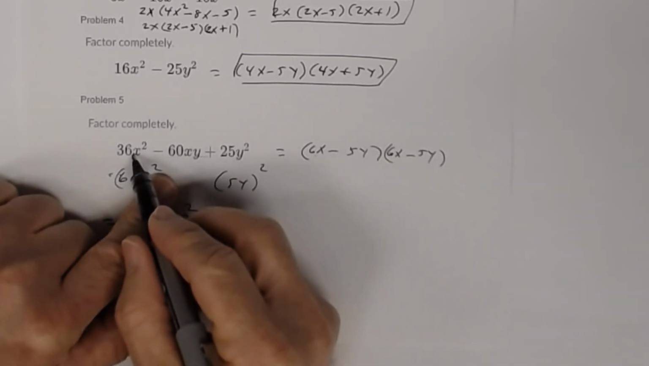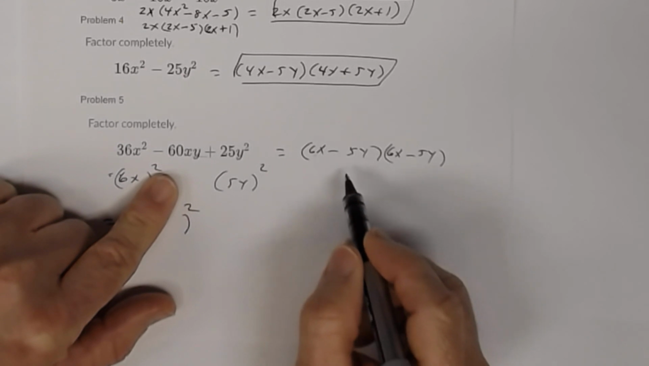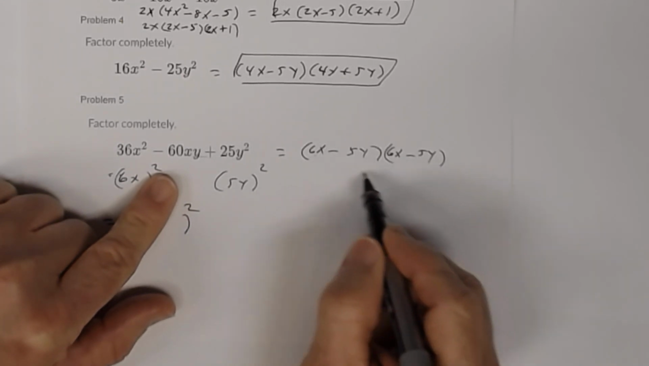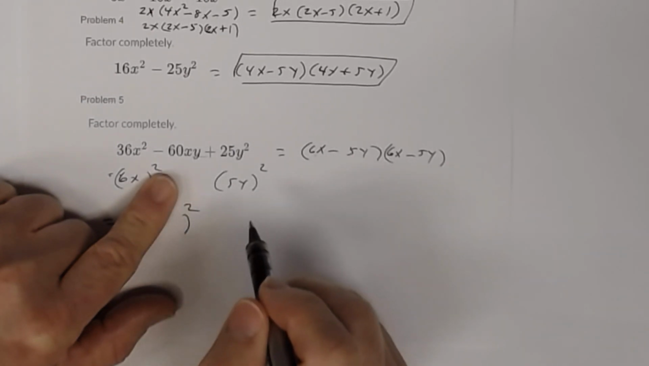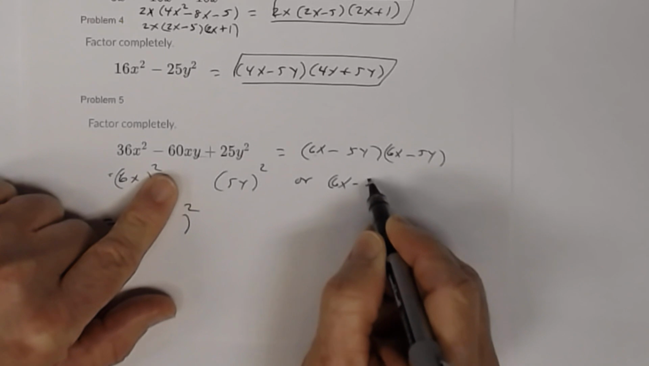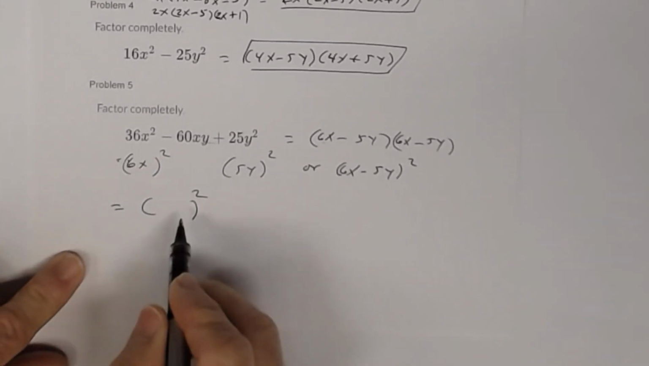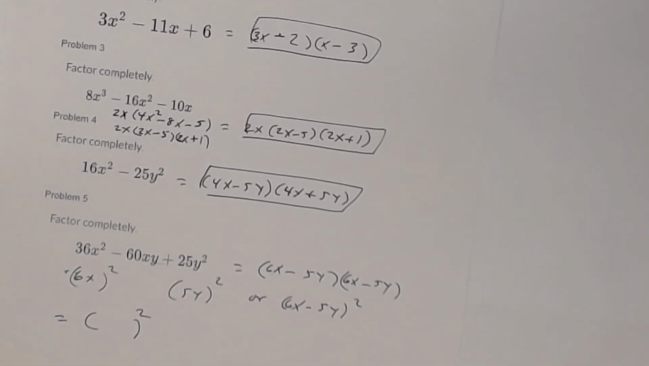And then if you check it, it does give you this. 6x times 6x is 36x squared. A negative 5y times a negative 5y is a positive 25y squared. The outer is a negative 30xy. The inner is a negative 30xy. When you add them up, you get negative 60xy. And again, you could have written it as 6x minus 5y squared, just like we had said here. All right, so that was number 5. Okay, now let's look at number 6.